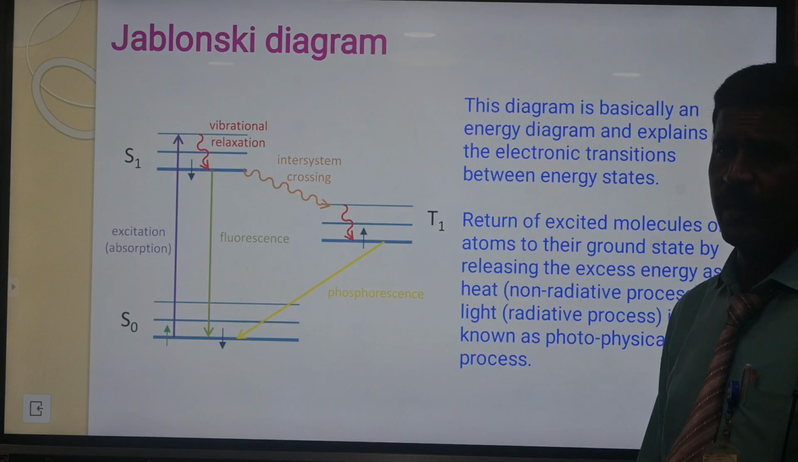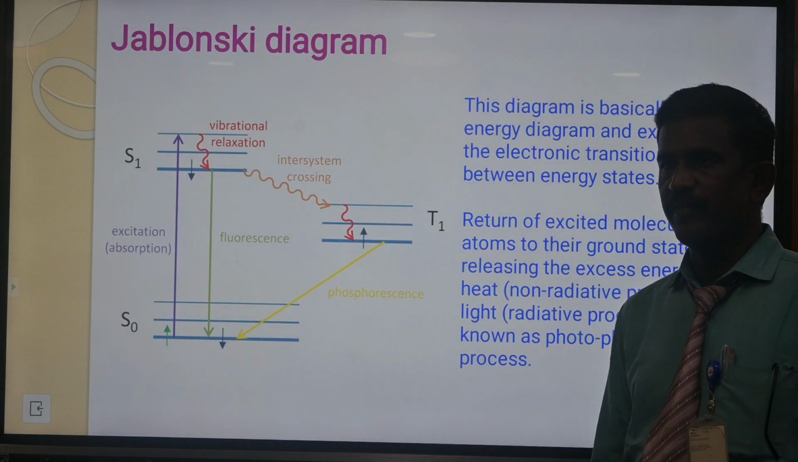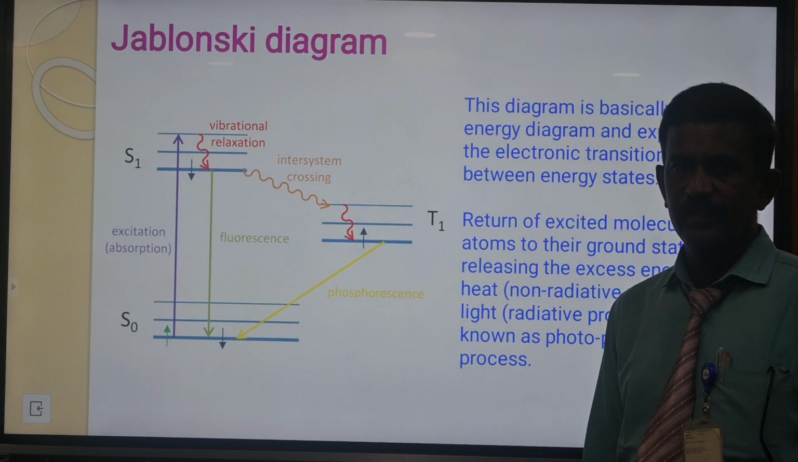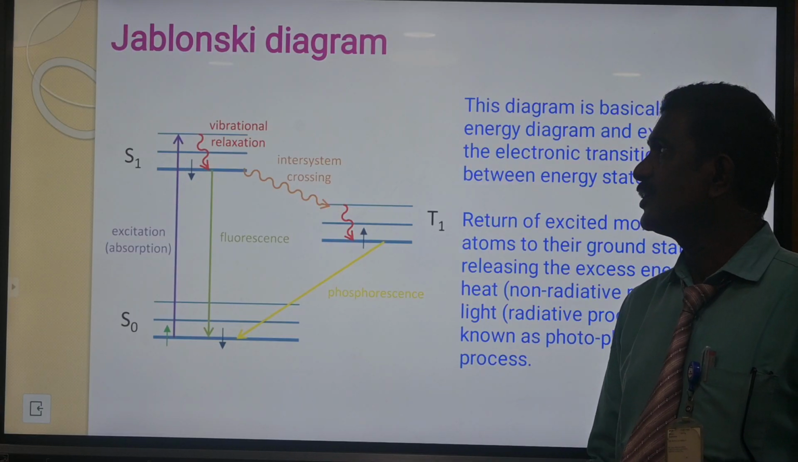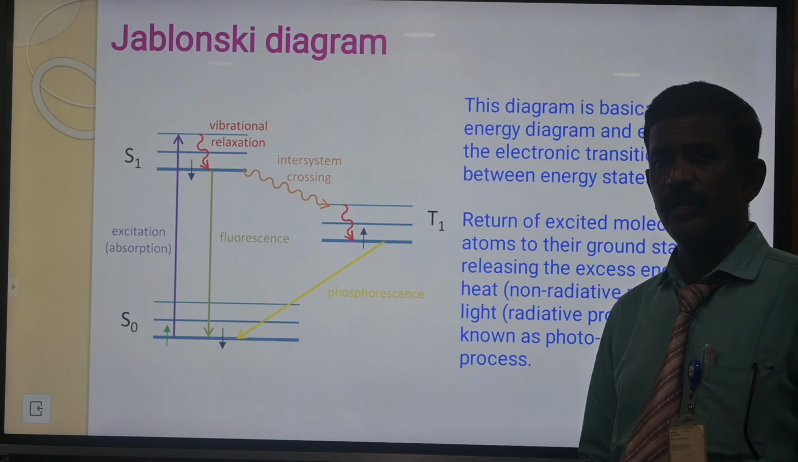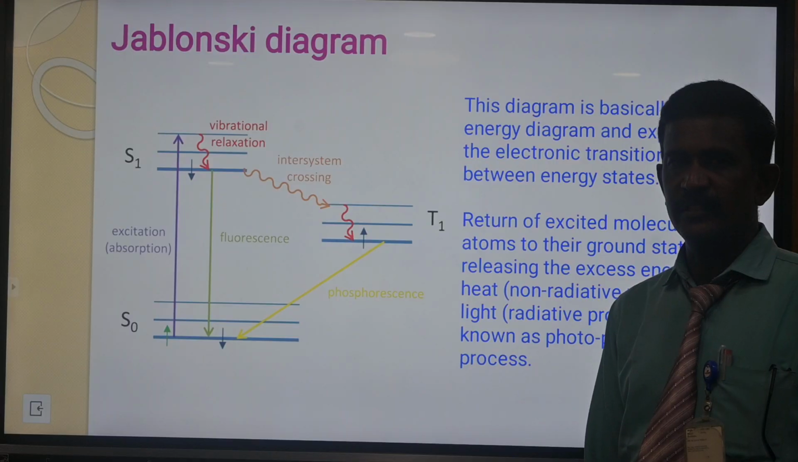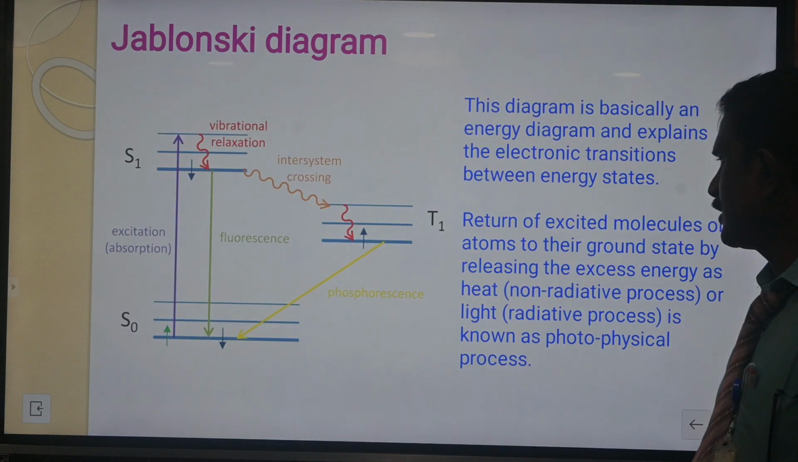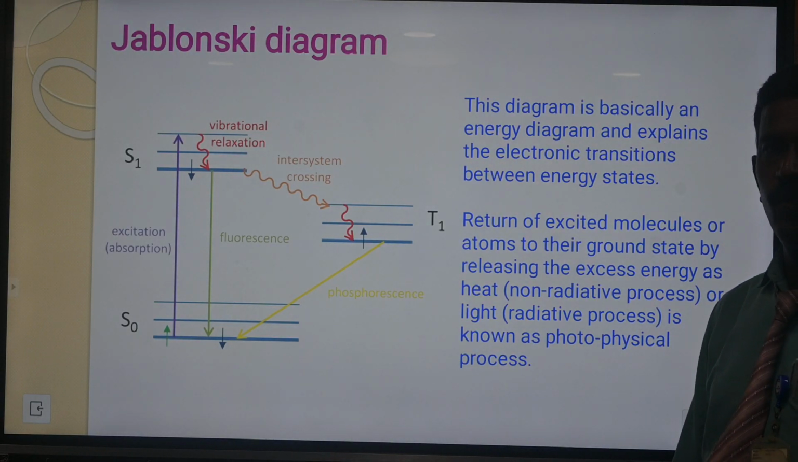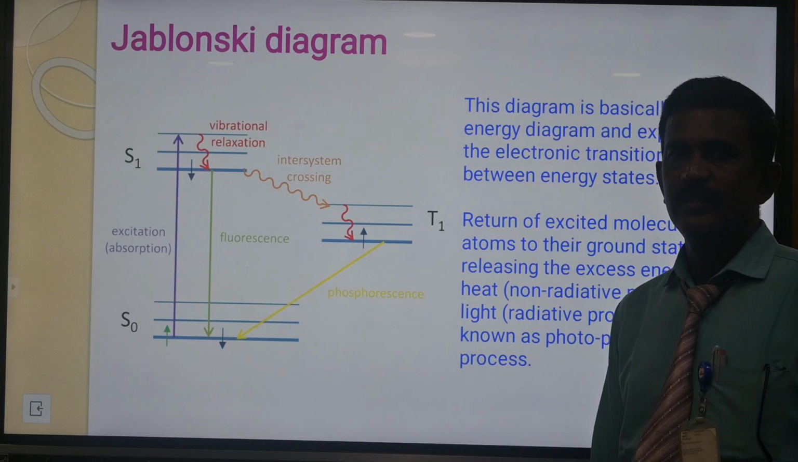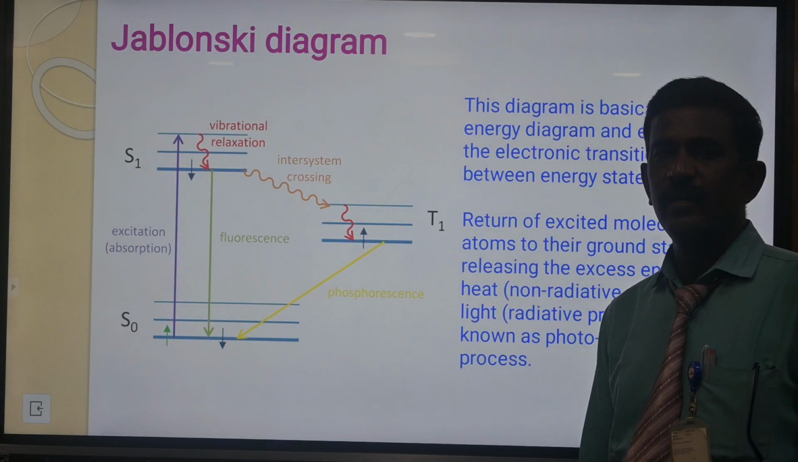That would be returned back either in the form of heat or in the form of light. That was clearly explained in this Jablonski diagram. So the excess energy would be returned back either in the form of light or in the form of heat.